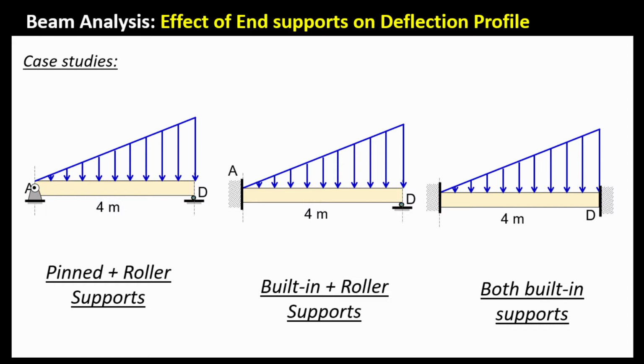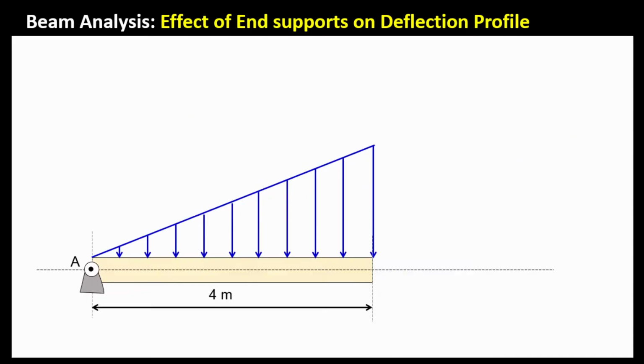The idea here is after this, we'll take this information and plot a deflection profile for all three, and then compare them within ABAQUS to see what the difference would be.